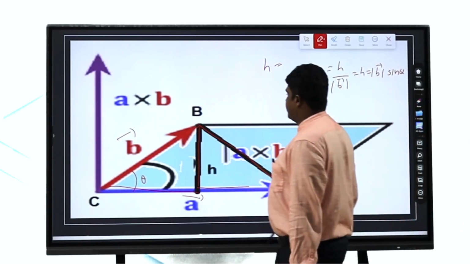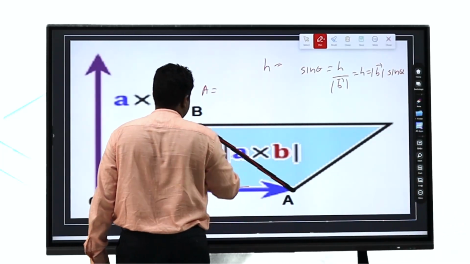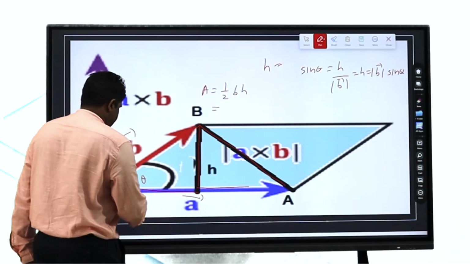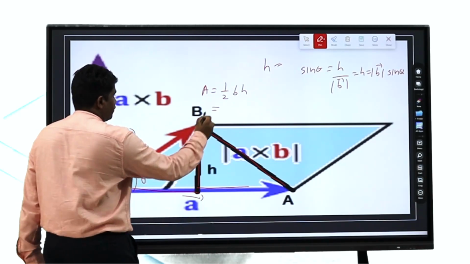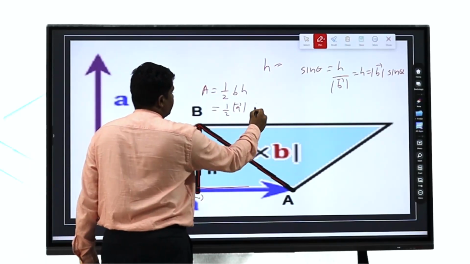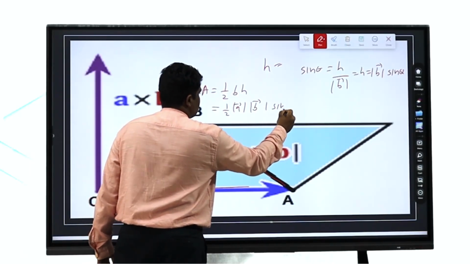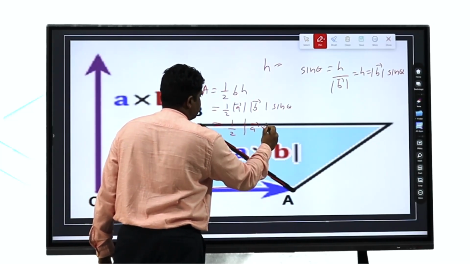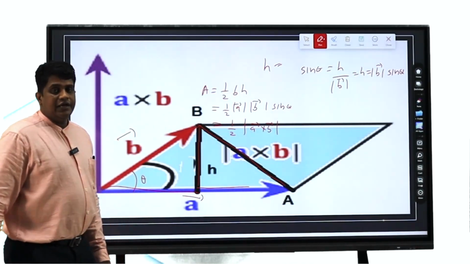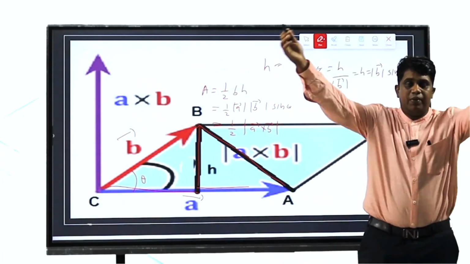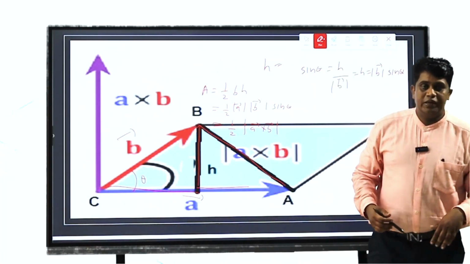Then what is the area of the triangle? Half into base times H. Here the base is the magnitude of vector A. Then half into the magnitude of A, and H is the magnitude of B sine theta, which is equal to half into the magnitude of A cross B. This is the area of the triangle. If A and B are adjacent sides of a triangle, then the area is given by half into the magnitude of A cross B.